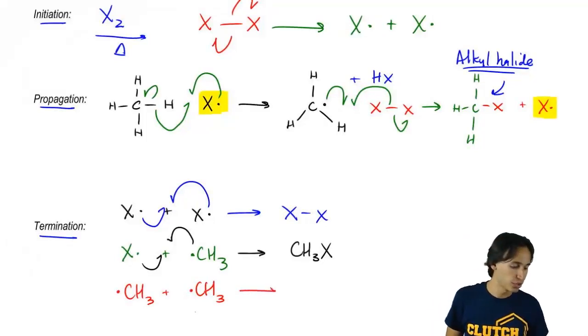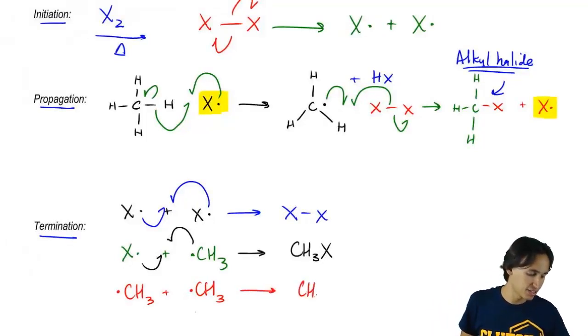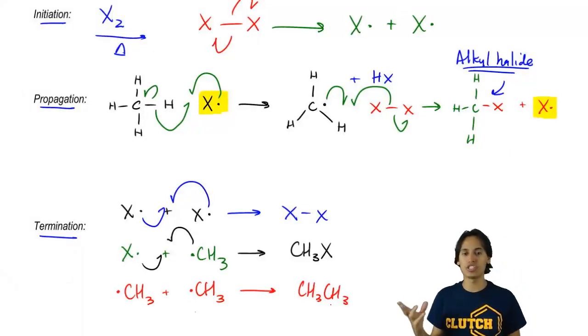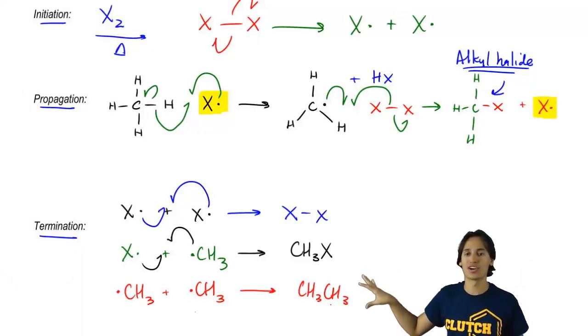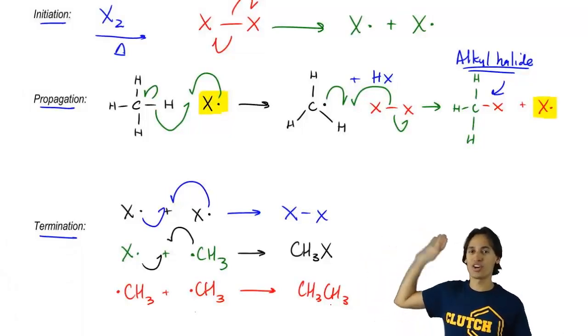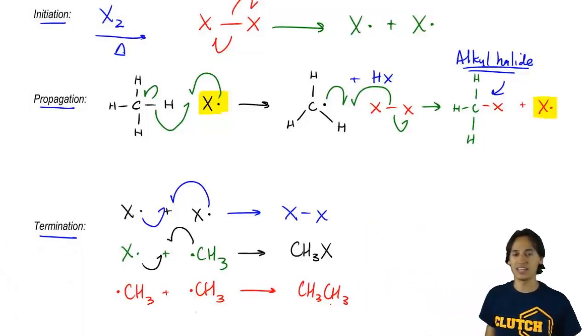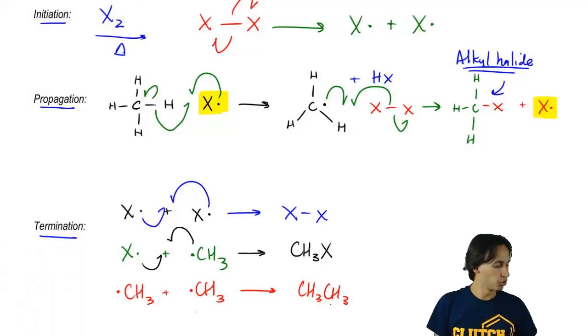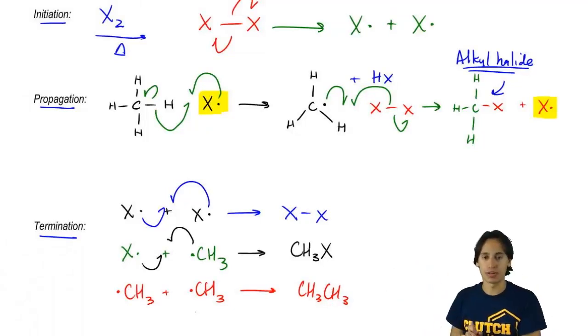And it's true, what I would get now is actually ethane, CH3CH3. Crazy, right? So now what I just did is I made a larger hydrocarbon than before. Before I just started off with methane, and now I'm getting ethane as a product. Okay? Well, a few notes about these termination products.